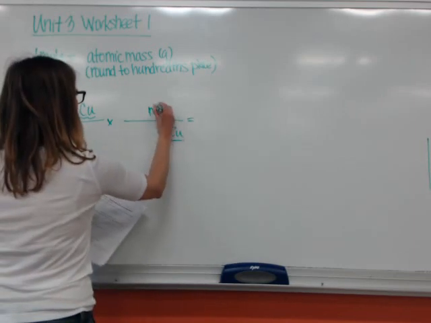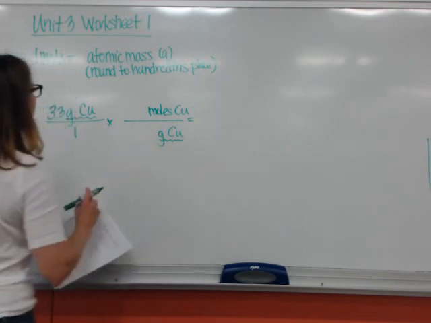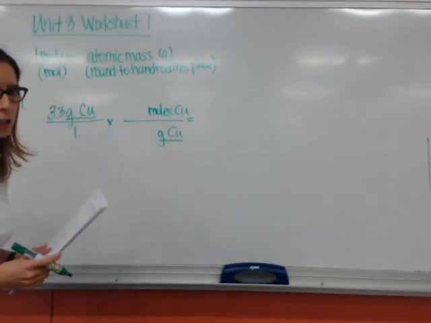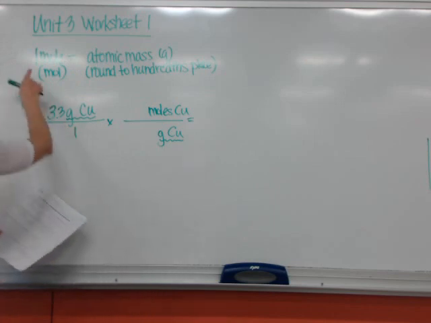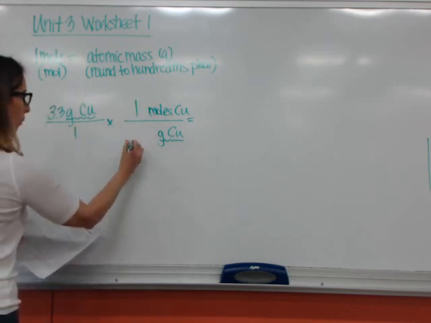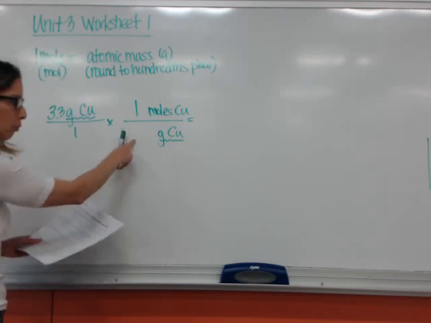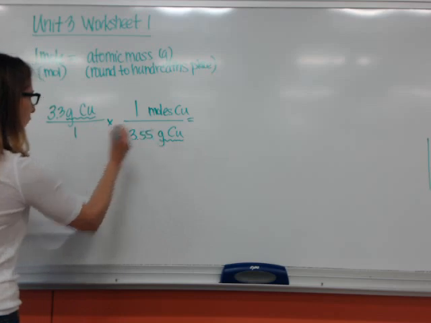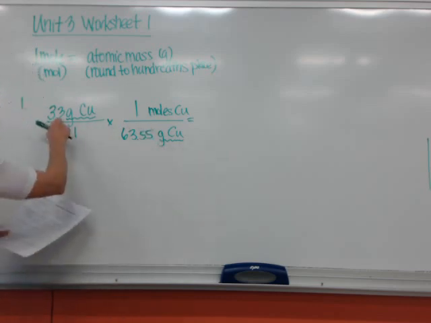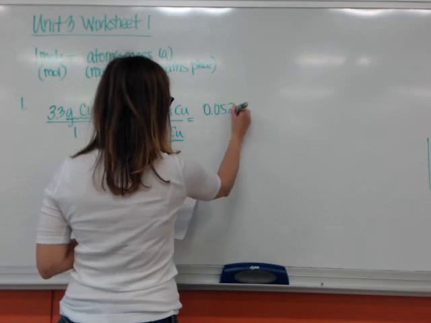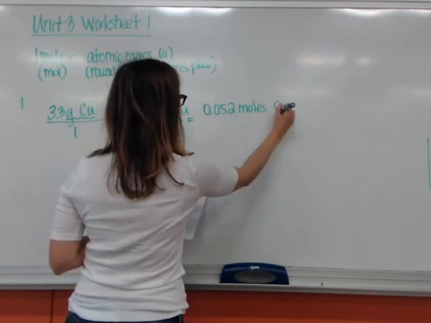And we are converting to moles of copper. Just so you know, moles can be abbreviated MOL. You can drop the E off at the end if you wish. The number 1 goes next to moles, so I put the number 1 here on the top. The number that goes here is from the periodic table. It's that mass of copper, which is 63.55. 3.3 divided by 63.55 is going to be 0.052 moles of copper.